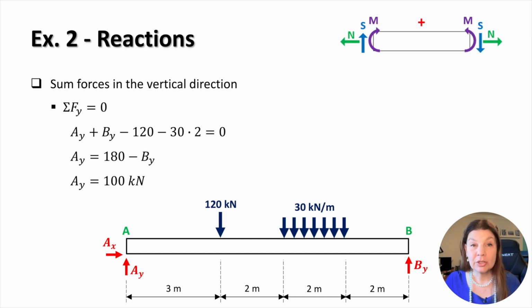Once BY has been determined, we can use the vertical equilibrium equation to find the remaining reaction AY. The sum of all vertical forces acting on the beam must equal 0, so the upward reactions must balance the downward loads, which consist of a 120 kilonewton point load and the 60 kilonewton equivalent load from the UDL. Solving this equation gives us the value of the reaction at support A.